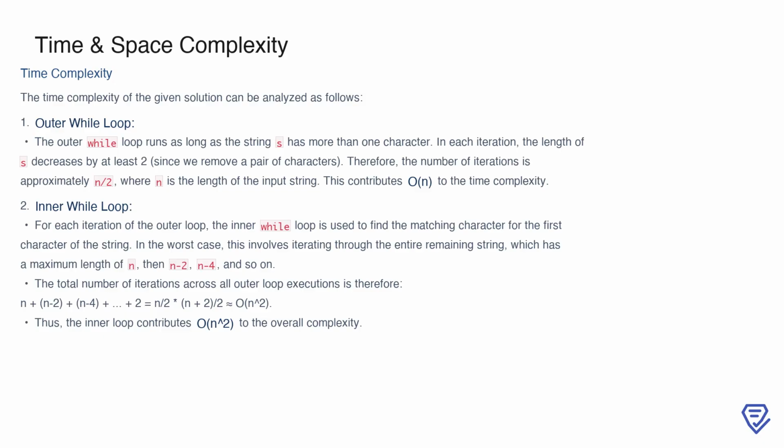Next, we have the inner while loop, which is used to find the matching character for the first character of the string. In the worst case, this loop may need to traverse the entire remaining string for each iteration of the outer loop. The length of the string decreases by 2 in every outer loop iteration, so the total number of iterations across all executions of the inner loop will be n plus n-2, plus n-4, and so on. This forms an arithmetic series, which simplifies to approximately O(n squared). Therefore, the inner loop dominates the time complexity, contributing O(n squared) overall.